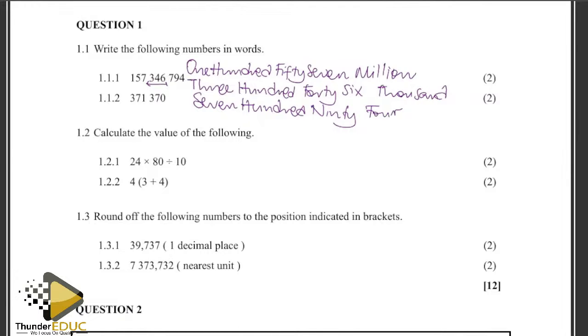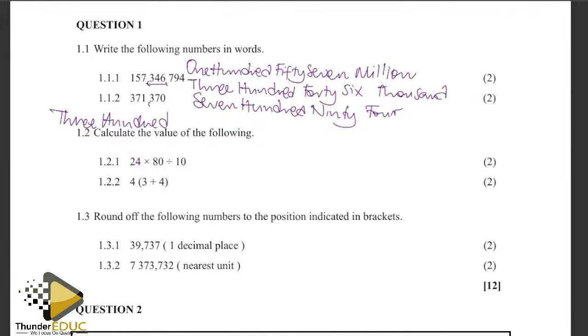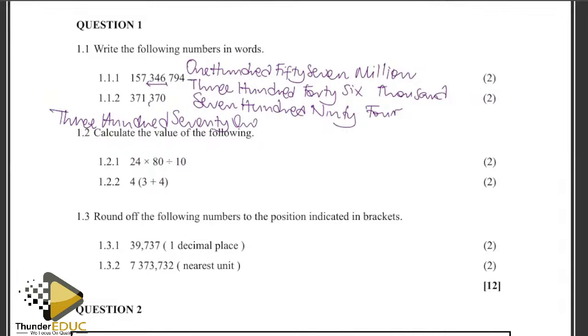All right, what about 1.1.2? These are 3, okay, that means it's in thousands. What shall we say? We shall say 300, 70, 71,000, 71,300, 370.